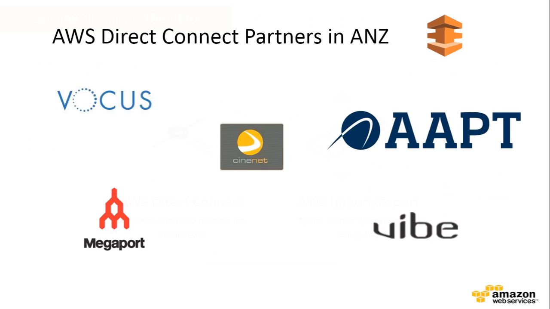In terms of Direct Connect, these partners will assist you in connecting your location into our location. Okay, so obviously you can see the logos there: Vocus, Megaport, Cinenet, very big in the media industry, AAPT, and Vibe Networks in New Zealand. These partners are very familiar with the processes required to manage things like cross connects within the Equinix data center, and essentially what this means is you don't have to have any presence in the Equinix data center in order to be able to connect to us.